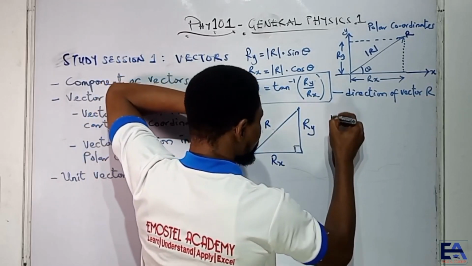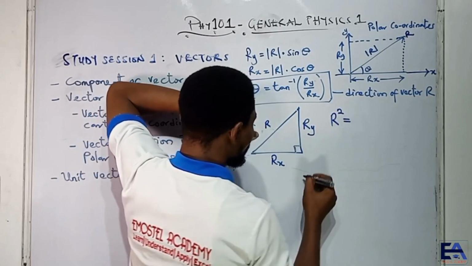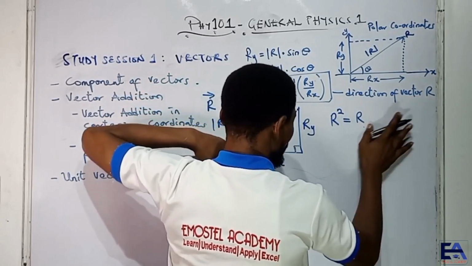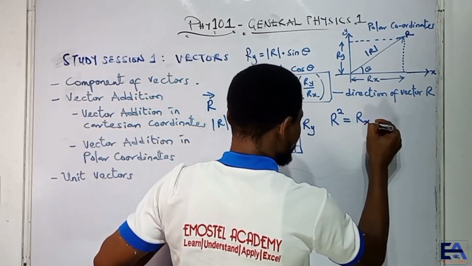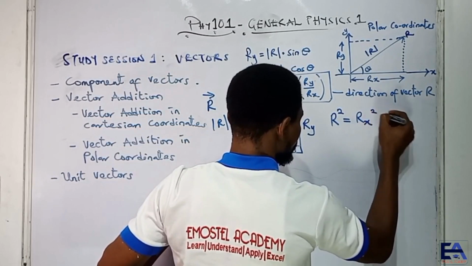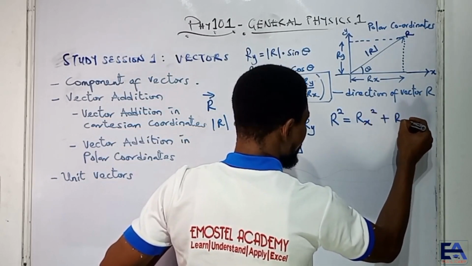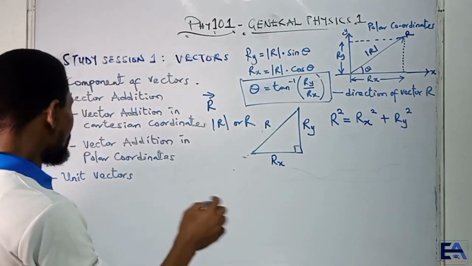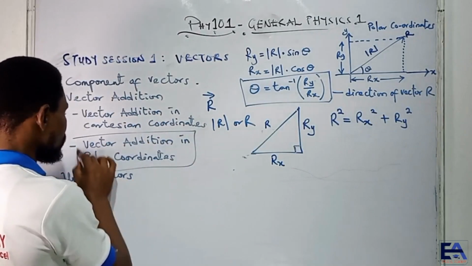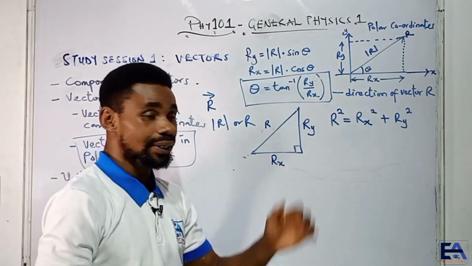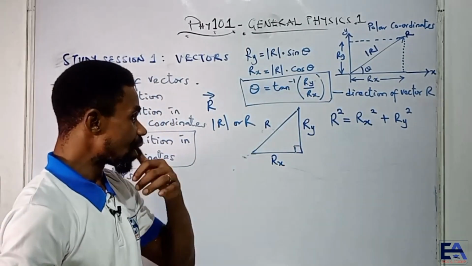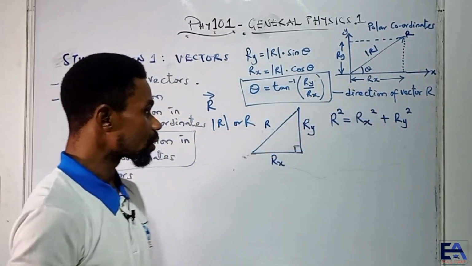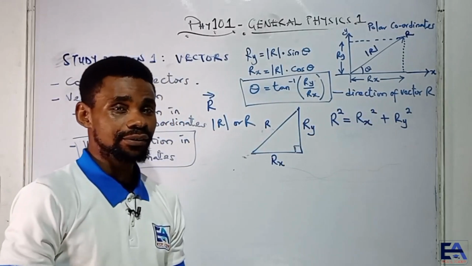Okay, so which means R squared is equal to Rx squared plus Ry squared. Right? This is vector addition in polar coordinates. Now we have R squared is equal to what? Rx squared plus Ry squared.